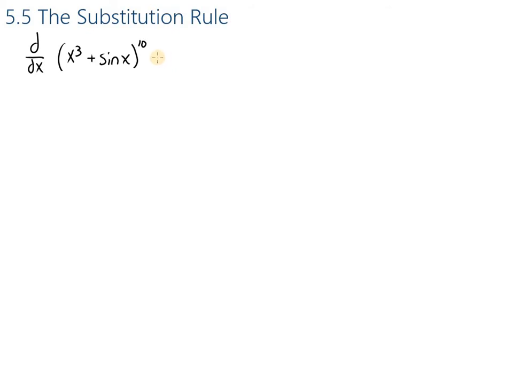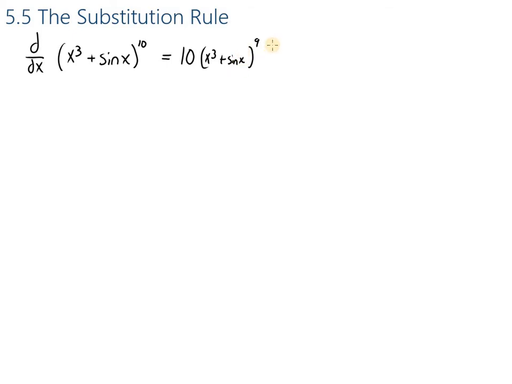So you think back to Calculus 1 and you remind yourself of the chain rule, and you say, really what I've got here is some stuff to the 10th power. And like any stuff to the 10th power, the derivative is 10 stuff to the 9th power, and you leave the stuff in here. So this is x cubed plus sine x.